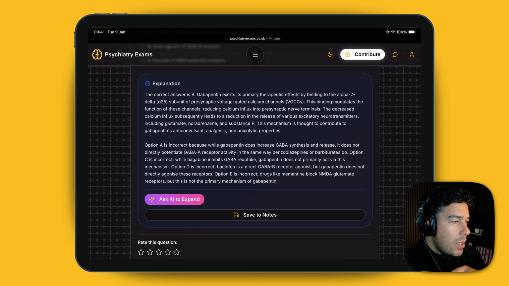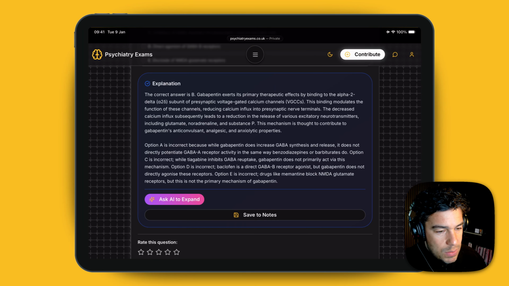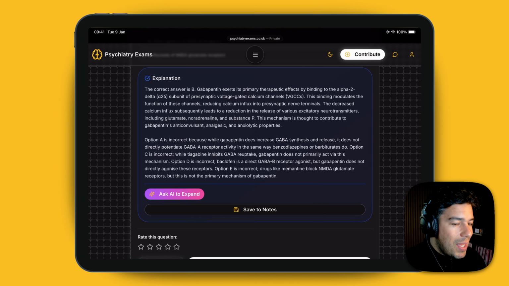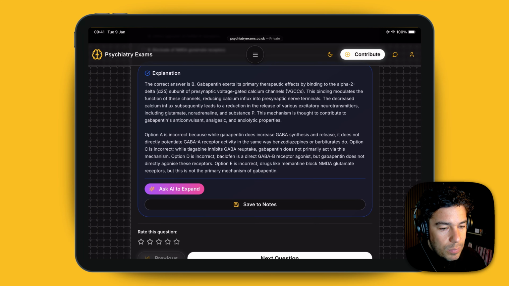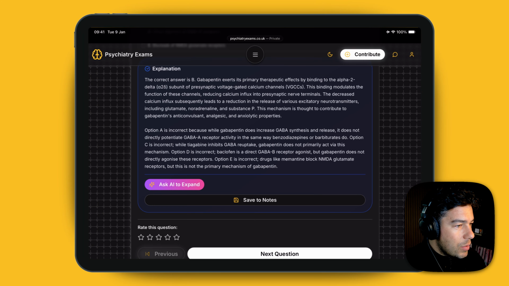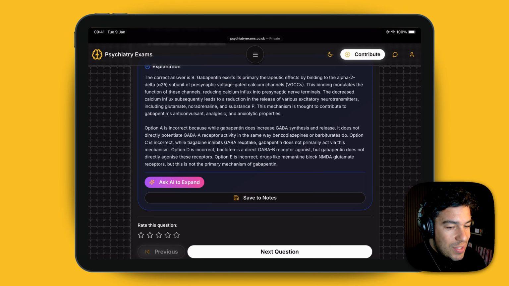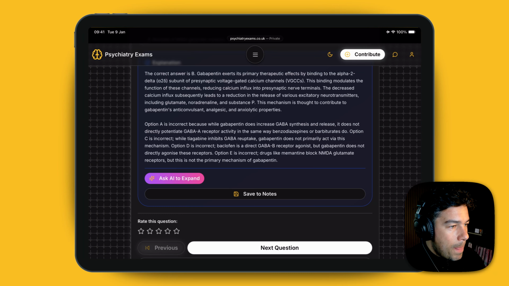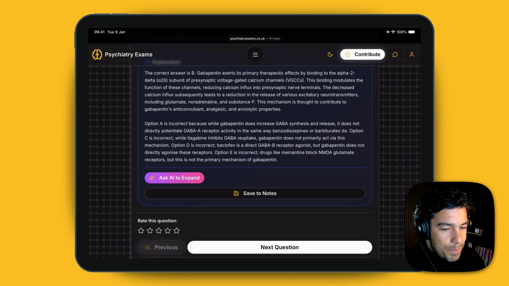So back to the point earlier about it being used for neuropathic pain. Here's our rationale. So this mechanism is thought to contribute to gabapentin's anticonvulsant, analgesic, and anxiolytic properties. So you can see there why it's a medicine that is used in the psychiatric setting as well as seen in the psychiatric setting, given the overlap between seizure form activity, pain, psychological presentations.